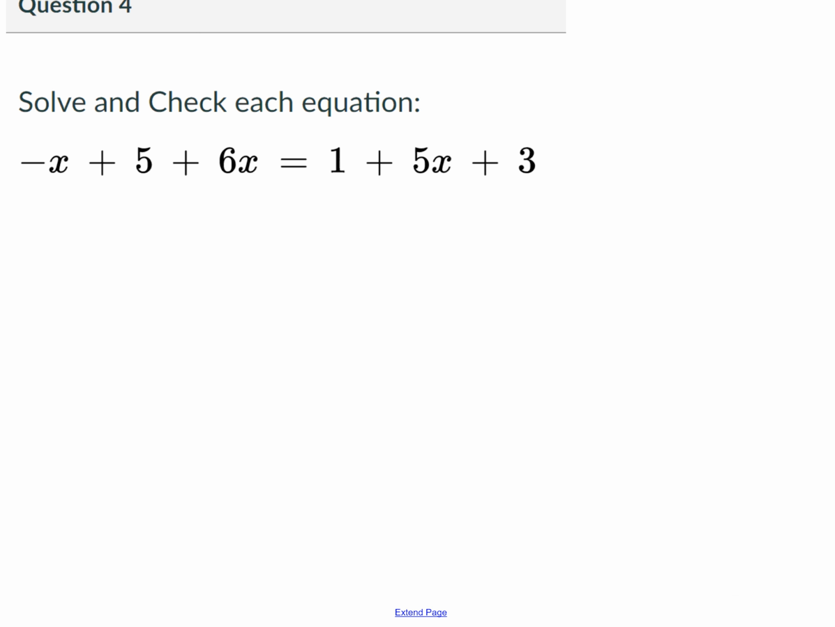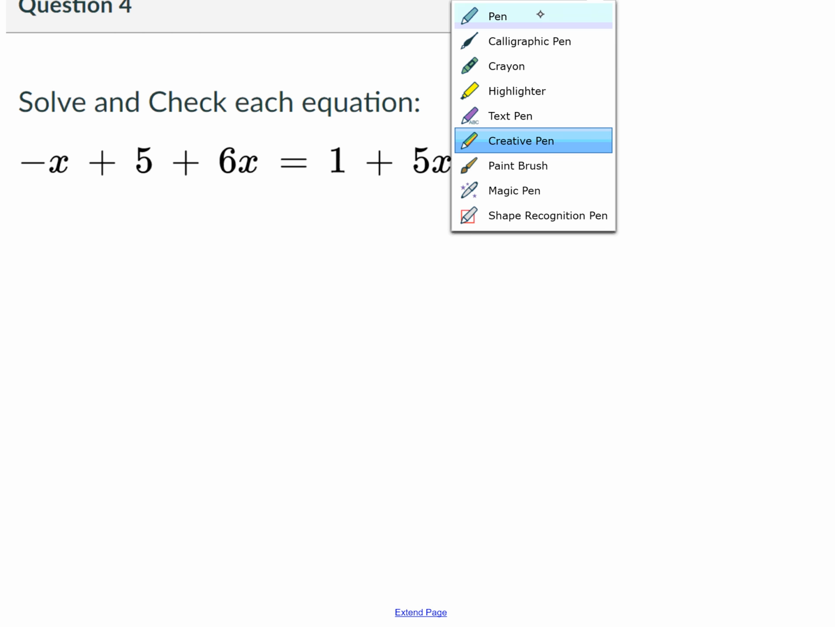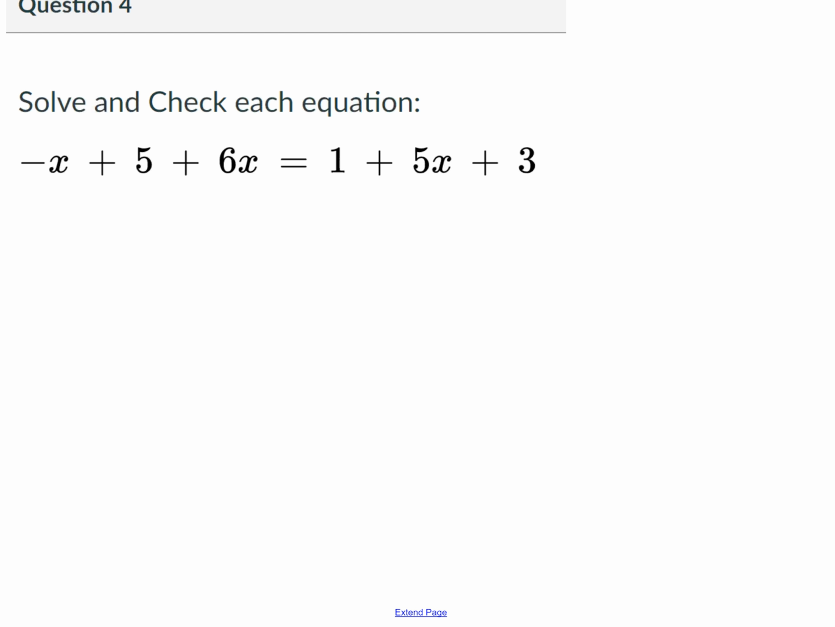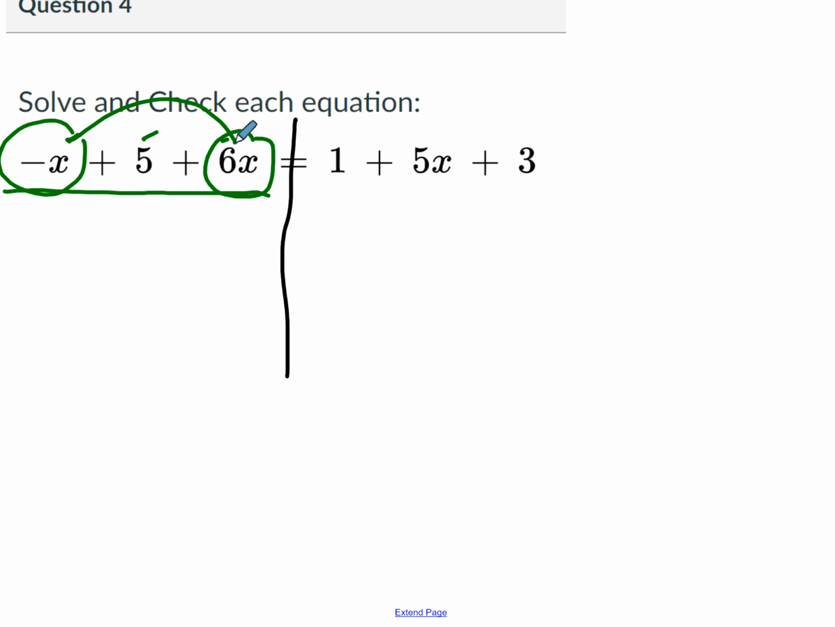All right, so now let's take a look at this one. Now this one here tells us that we're going to solve and check again. All right, and once again, we're going to look at one side at a time. Over here, I have three terms, 1, 2, 3. And I notice that here I have a negative x and here I have a 6x. So these two go together. We're going to combine like terms. So when I do 6x take away x, I get 5x.